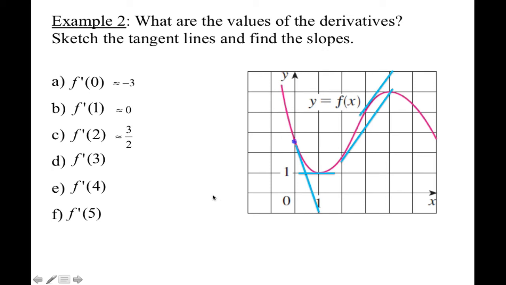All right, now at 3, you have another tangent line. You should have gotten approximately 2. At 4, you should have gotten another horizontal tangent line. So slope is 0. And then at 5, you should have gotten another negative slope, approximately -3/2. So if you didn't get exactly what I got with the 3/2 or the 2, that's fine, just as long as it's close.